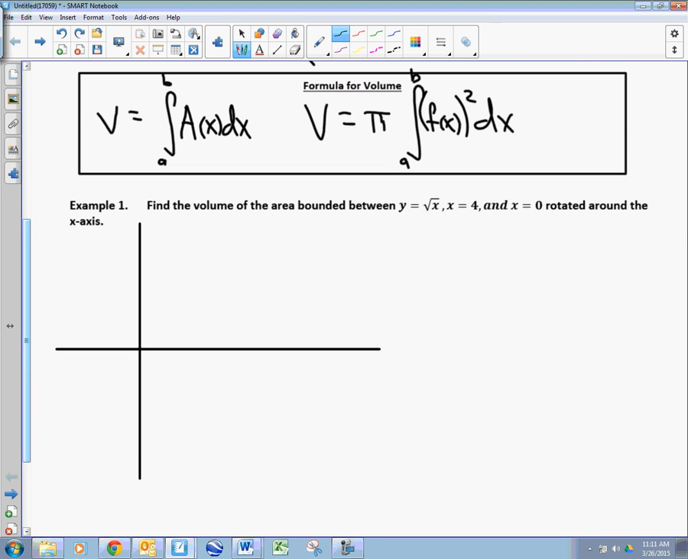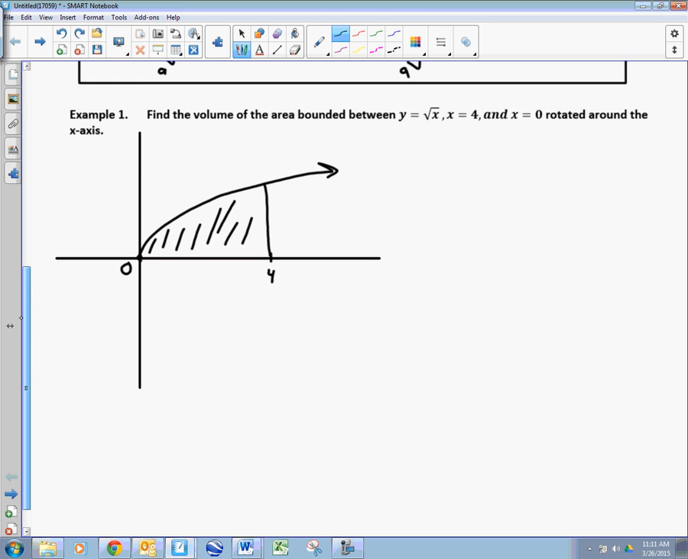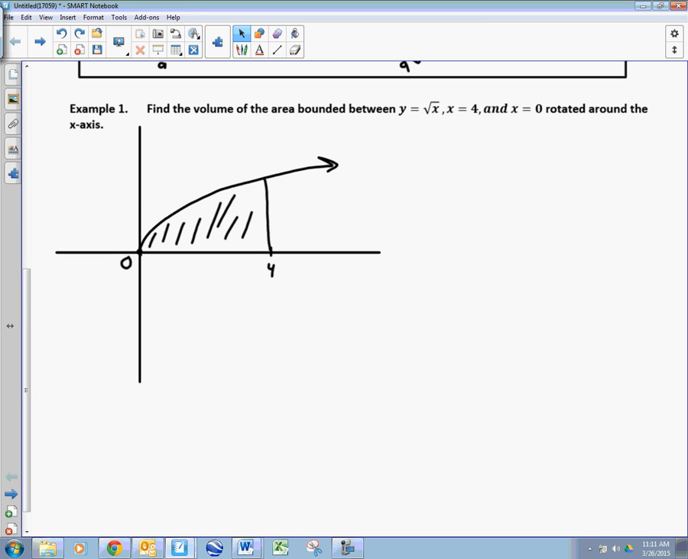So find the volume of the area bounded between y equals square root of x, x equals 4, and x equals 0, rotated around the x-axis. So y equals square root of x looks something like this, correct? Zero, 4. So that's the area that I'll be integrating. And that's the area that I will be rotating.